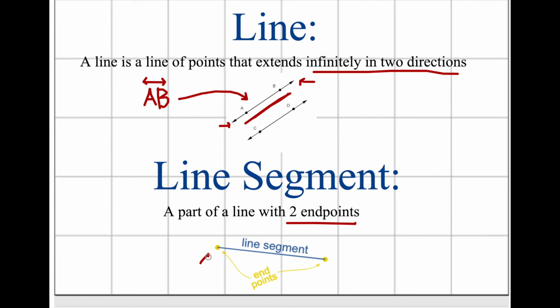Now, for example, if this line segment was labeled A and B and we wanted to name it, we would just put a line segment symbol on top and put an A and B. So there we would be naming line segment AB. We can also put the endpoints here.